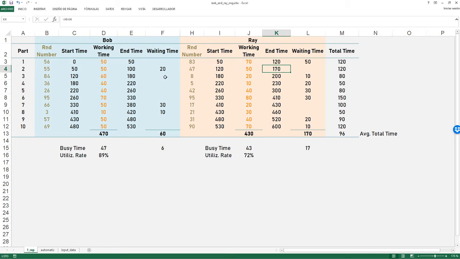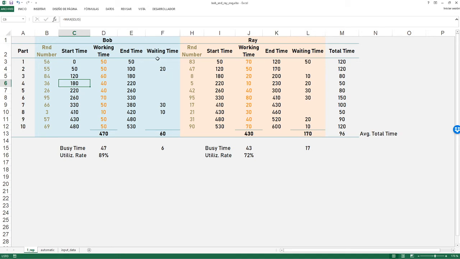Okay, so what happens with the third part? Bob started working on it at 120. It'll take him 60 seconds to work on it. He'll finish at 180. Okay, and in this case, Bob is finishing later with his third part than Ray with the second one. So as soon as Bob finishes with this part, he will be able to pass it on to Ray, who will start working on it right at that very same time. Okay, and right after that, Bob will be able to work on the fourth part, and so on.